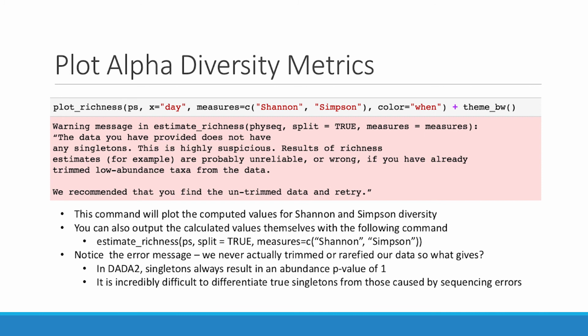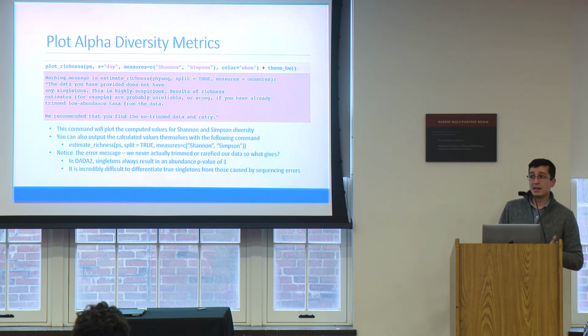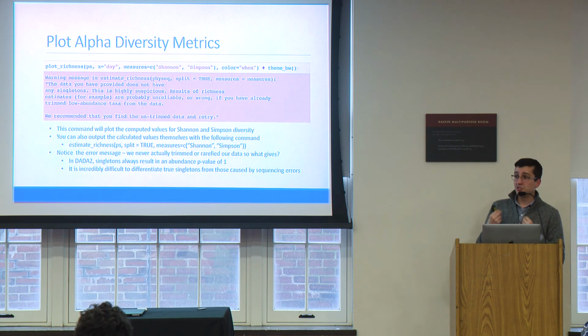As I mentioned earlier, DADA2 calculates a p-value for each sequence that you provide it. Singletons, by design, always have a p-value of 1, so they will never be classified as a true unique sequence. This is done by design by the DADA2 programmers because it's really difficult to differentiate true singletons from sequencing errors, even after the DADA2 algorithm. If you include them, they can artificially inflate your diversity, so they do away with them completely.